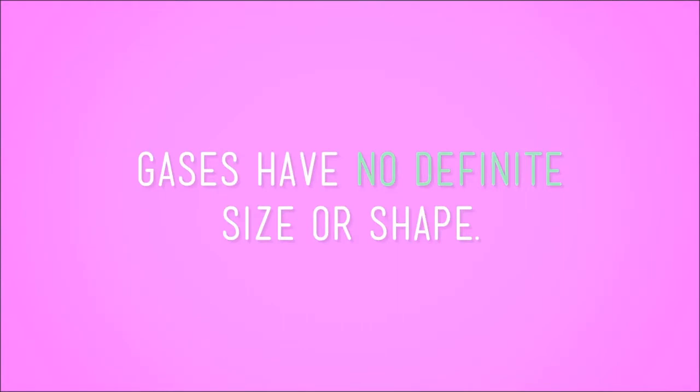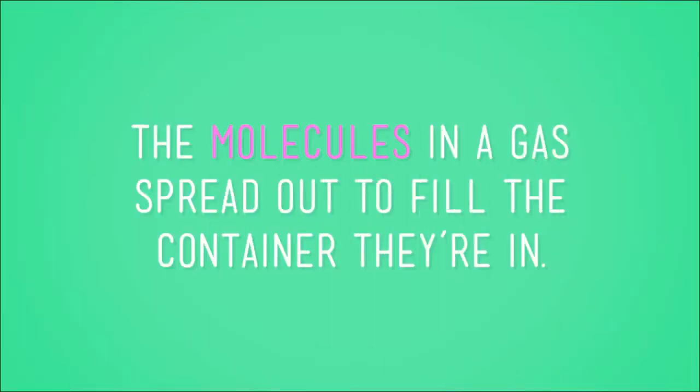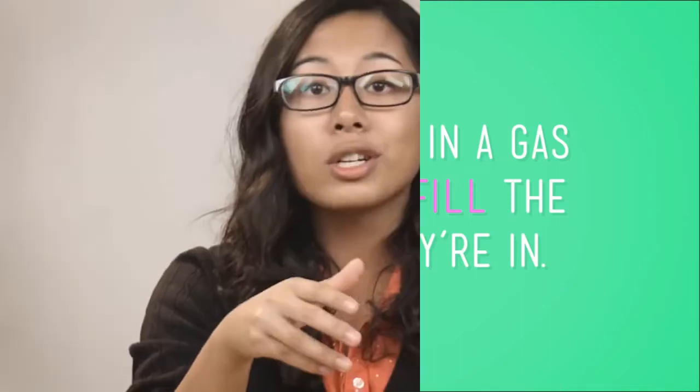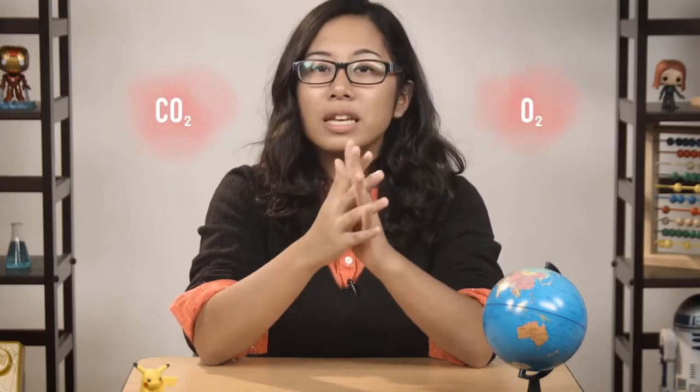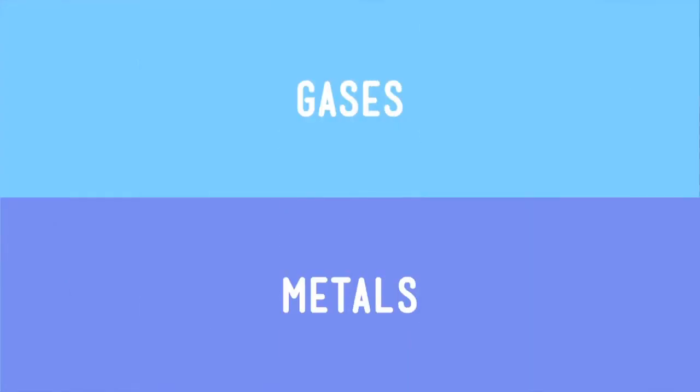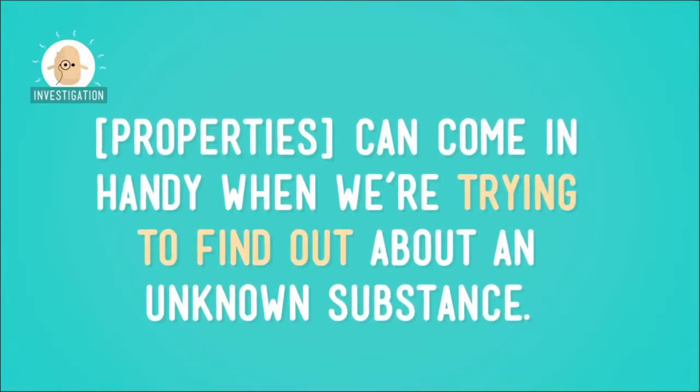Let's try another substance. What are some properties of gases? Let's think way back to some of our first videos. When we talked about gases, we learned that gases have no definite size or shape. The molecules in a gas spread out to fill the container they're in. Gases are usually transparent, too. Light passes through them. If we think about some of the gases we know and love, like carbon dioxide and oxygen, we find that they have these properties. Both of these gases fill up the space they're in and are transparent. Gases and metals are just two examples of groups of substances that have specific properties. And because the properties are pretty specific, they come in handy when we're trying to find out about an unknown substance. So, let's get the investigation rolling.